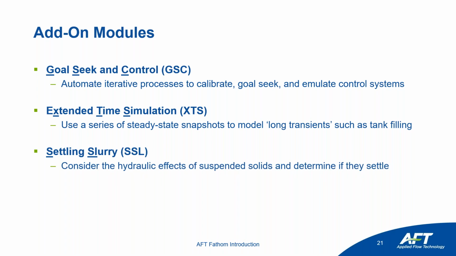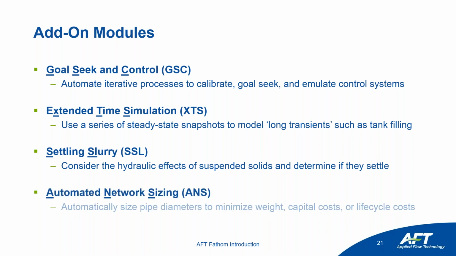The settling slurry module is useful if you are transporting solids within your fluid or using fluids as a carrier fluid, accounting for things like the additional pressure losses and determining whether or not the solids in your system will settle out. And the final module is the automated network sizing module, which will test different pipe diameters for you to minimize things like weight, capital cost, or life cycle cost as well.